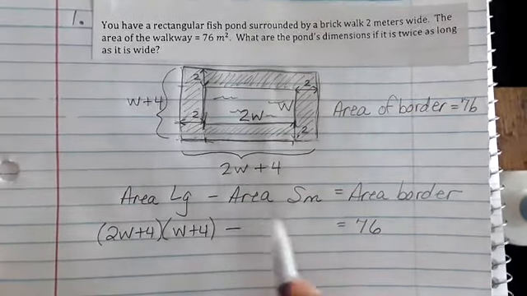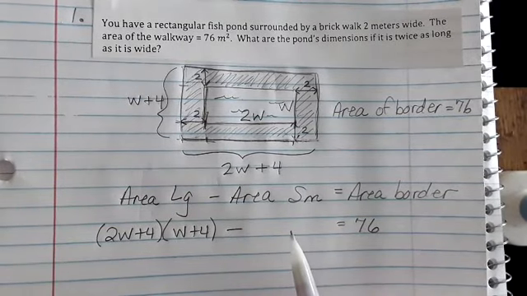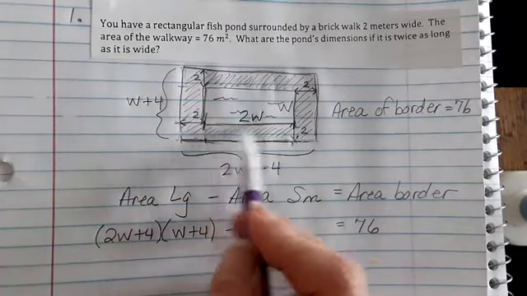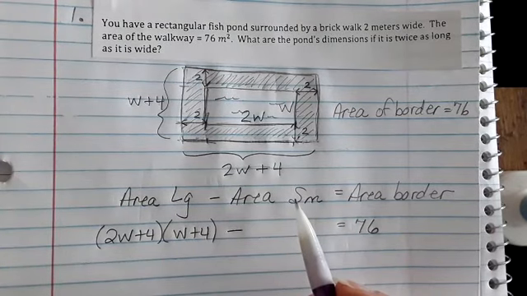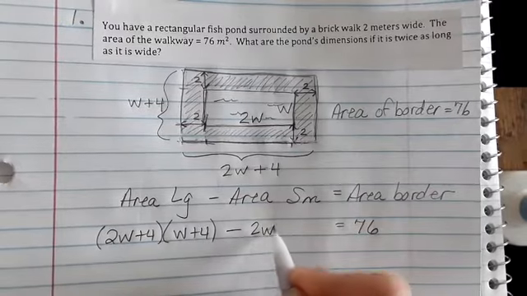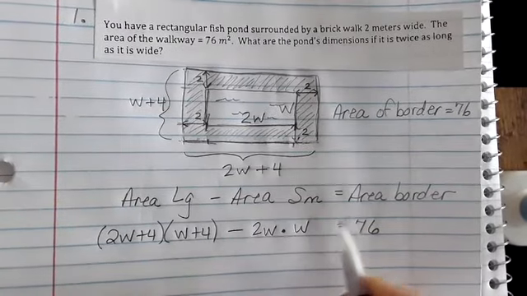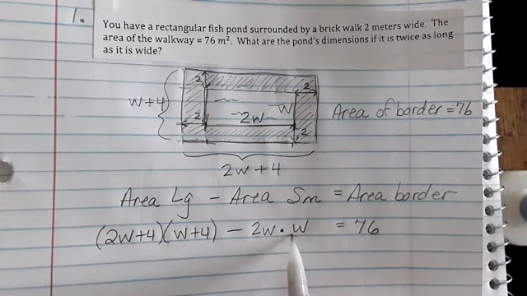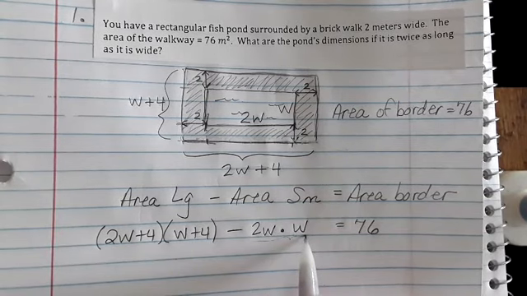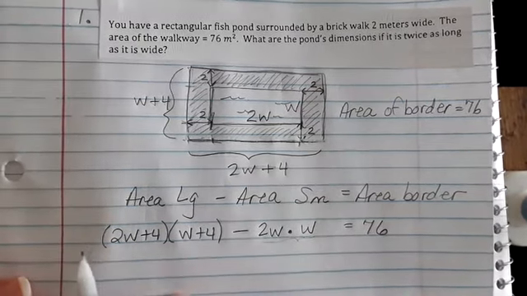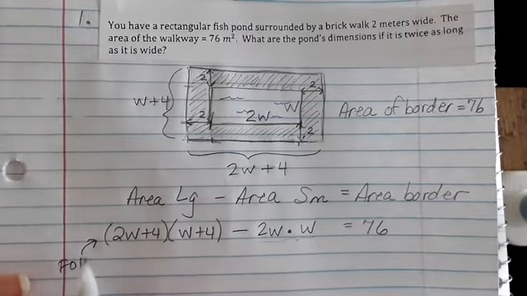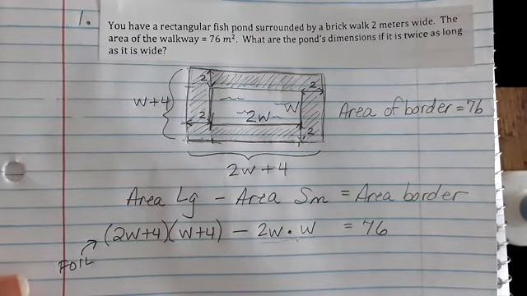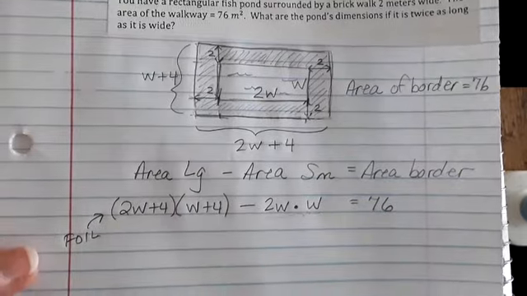Okay, minus the area of the small. This one's going to be a little more basic. The small would be the fish pond. What do we have there? 2W times W. Now remember, this is not distributed property. This is just going to be W times W, which is W squared. So we're going to have 2W squared right here. But this right here, we need to FOIL that out. So go do that. Let's see what we come up with.